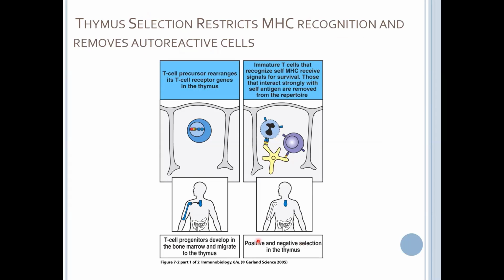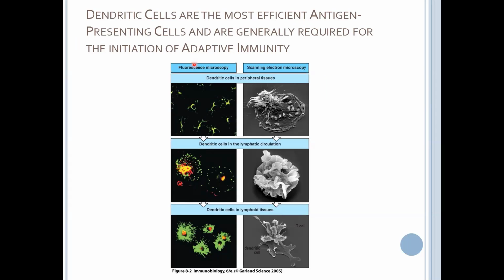Again, we've mentioned this cell type a few times. In the thymus here, this is dendritic cells. And these are an innate immune cell that are all throughout the body and are really the most efficient antigen presenting cells. So they are the most efficient cells at showing antigens to T cells in the context of MHC of any cell type in the body. And so these are generally required for the initiation of adaptive immunity. And so these cells look very dendritic, which is how they got their name.